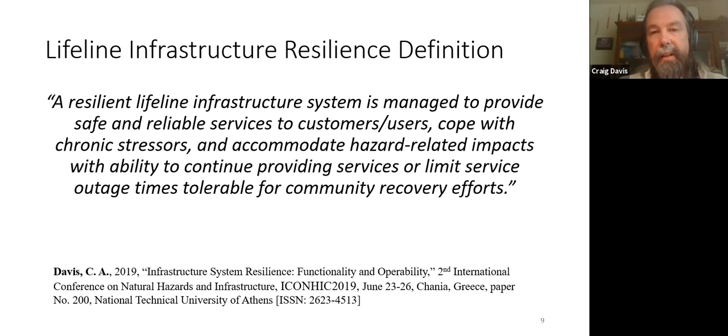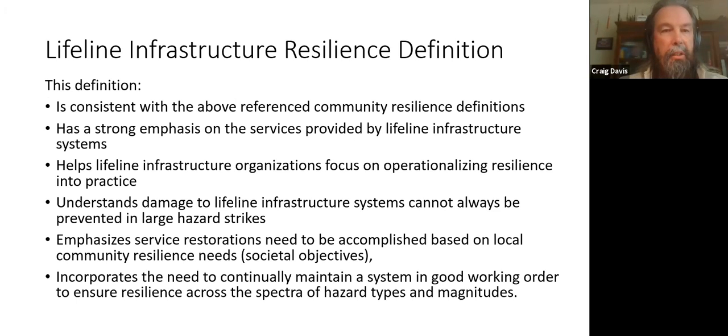So a resilient lifeline infrastructure system is managed to provide safe and reliable services to customers or users, cope with chronic stressors, and accommodate hazard-related impacts with the ability to continue providing services or limit service outage times to those tolerable for community recovery efforts. This will be referred back to as we move forward in this presentation. So this definition is consistent with the above referenced community resilience definition. It has a strong emphasis on the services. That's a key component. So systems and services are key to understanding lifeline resilience.